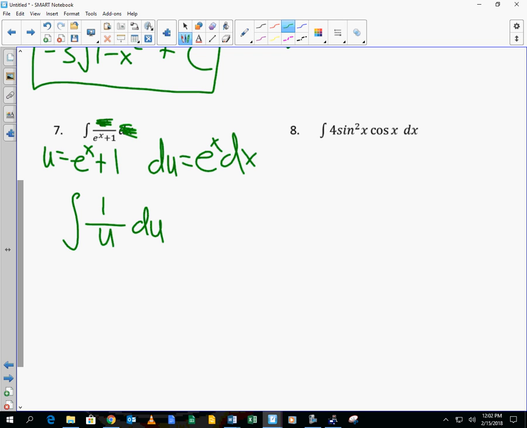Okay. What's the antiderivative of 1 over u? Nice job. Remember, what do you take the derivative of to get 1 over x? Take the derivative of natural log, right? Antiderivative of 1 over u is natural log of u, or natural log of e to the x plus 1.